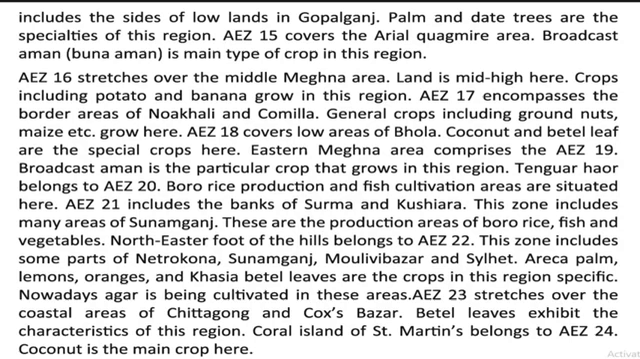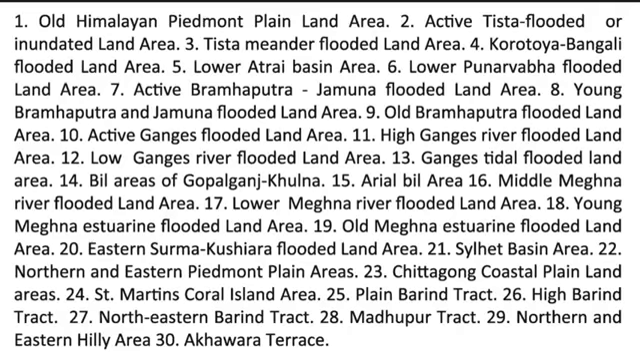Agroecological zone 23 includes the coastal area of Chittagong and Cox's Bazar, and betel leaves exhibit the characteristic of the region, and the coral island of St. Martin belongs to agroecological zone 24. Agroecological zone 23 includes Chattogram and Cox's Bazar, and agroecological zone 24 includes St. Martin. And the main crop here is coconut.